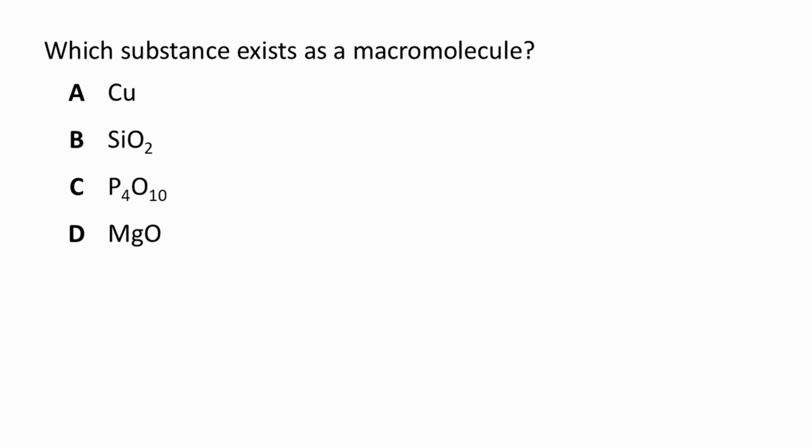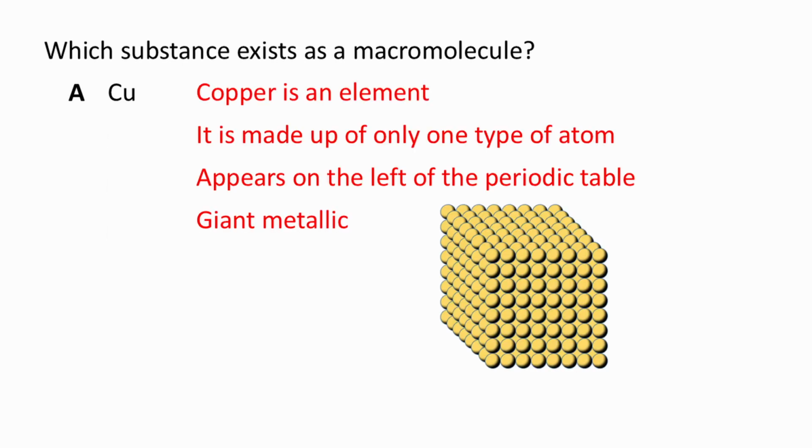Which substance exists as a macromolecule? Cu, SiO2, P4O10 or MgO? Copper is an element. It is made up of only one type of atom. It appears on the left hand side of the periodic table and has a giant structure with metallic bonds.